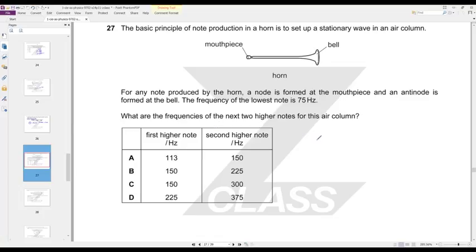Note production in a horn is to set up a stationary wave in an air column. This is actually true of basically all instruments, pretty much.